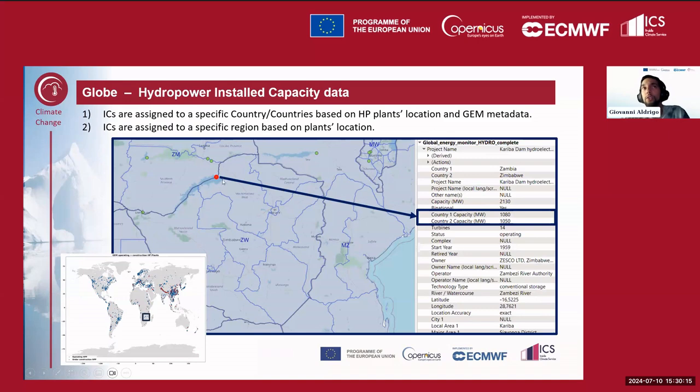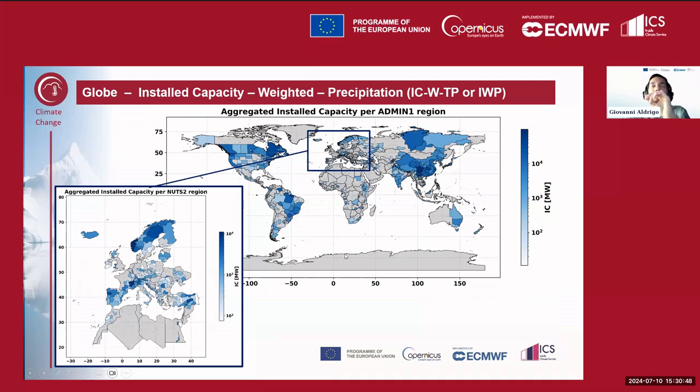So for example, in this case, the metadata are telling us that this plant, placed at the border between two different nations, redirects the generation both in country 1 and country 2. So we're also taking this into account, and we're also assigning the plant to a specific region within the country. Once we have all the plants assigned to a region, we're able to estimate the aggregated installed capacity at a regional level.